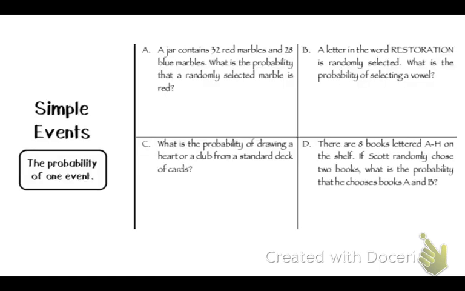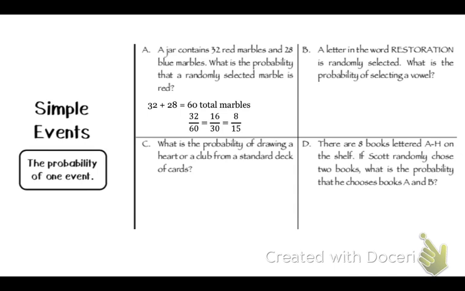Okay, so let's do some simple ones. A jar contains 32 red marbles and 28 blue marbles. We want to know the probability that a randomly selected marble is red. Well, the total number of marbles in this jar is 60. So if we want to know the probability that it's red, well, there's 32 red marbles, so it's going to be 32 out of 60, which reduces to 8 out of 15. So the probability is 8 out of 15.